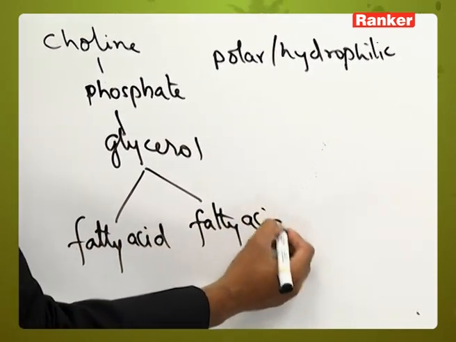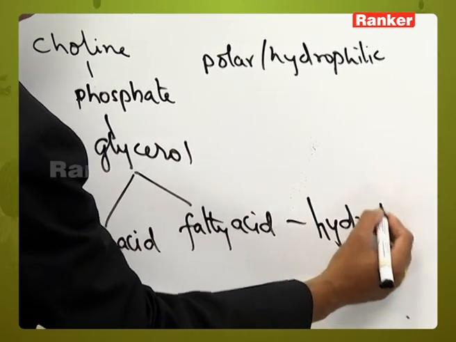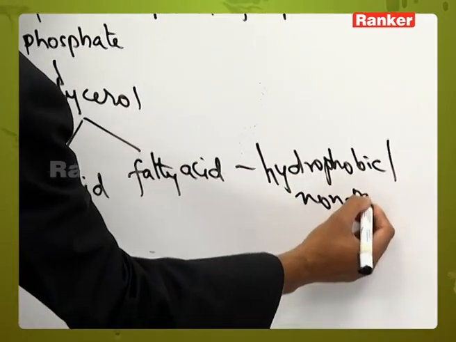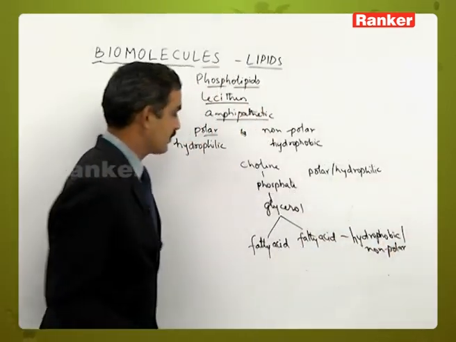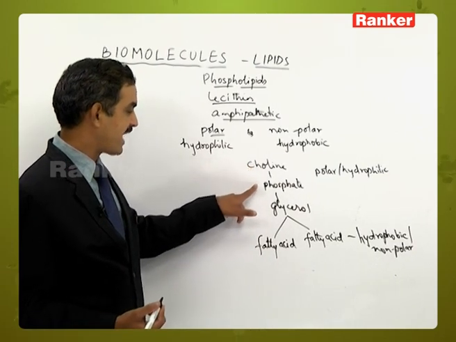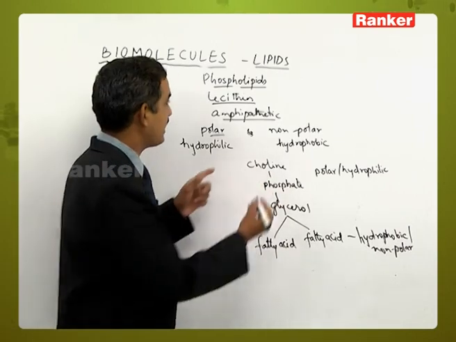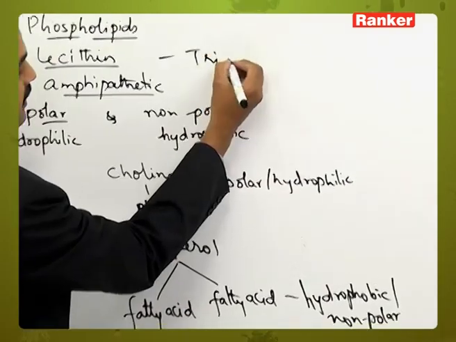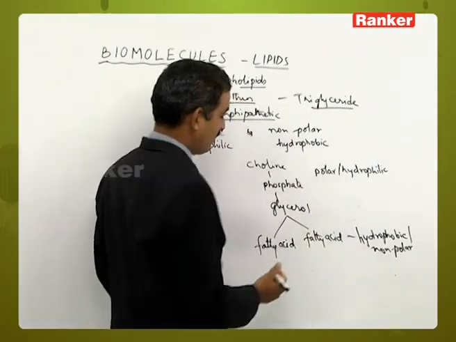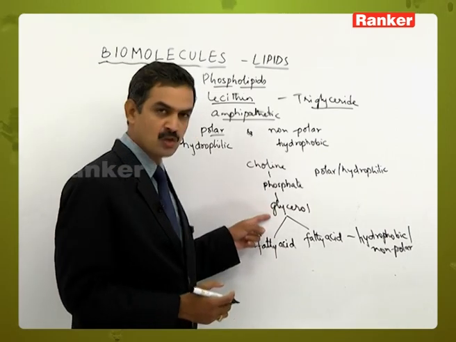So this fatty acid containing part will be acting as hydrophobic or non-polar in its nature. Here this is an organization which contains the choline, phosphoric acid, glycerol and 2 fatty acids. Actually we said that lecithin is a triglyceride. Triglyceride means it is formed by esterification of 3 fatty acids with 1 glycerol molecule.